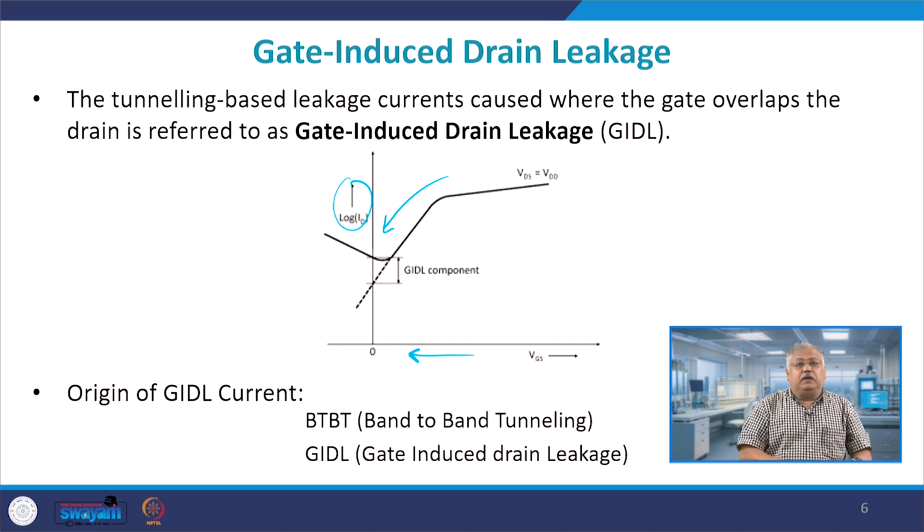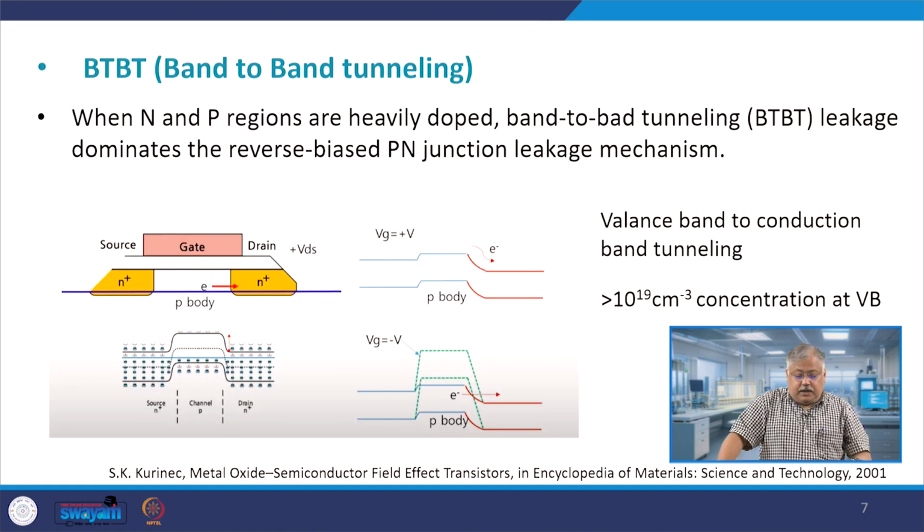Then you have the BT-BT, which is band to band tunneling, which you see here. Let me explain what band to band tunneling is. If you look at what we have plotted on the left hand side and the right hand side, when N plus regions, or N and P, are very heavily doped, you will have band to band leakage. Typically in those MOSFETs where your source drain regions are very heavily doped, N plus plus region, you can have BT-BT, and that is what band to band tunneling is. Let me try to explain it.